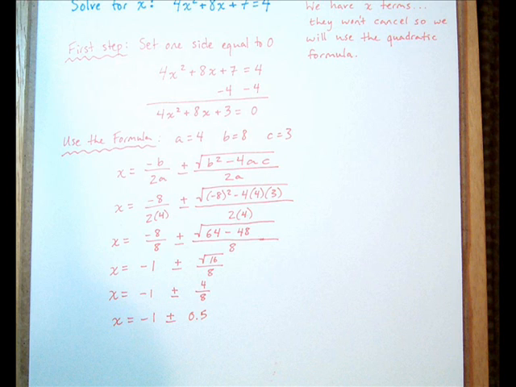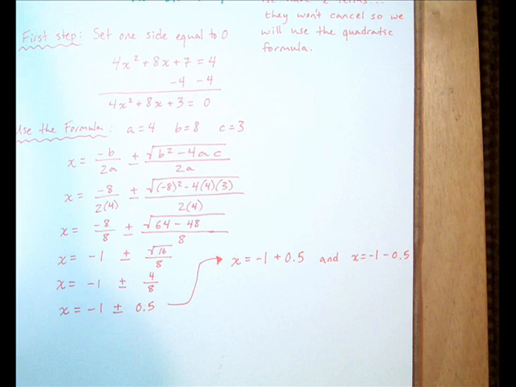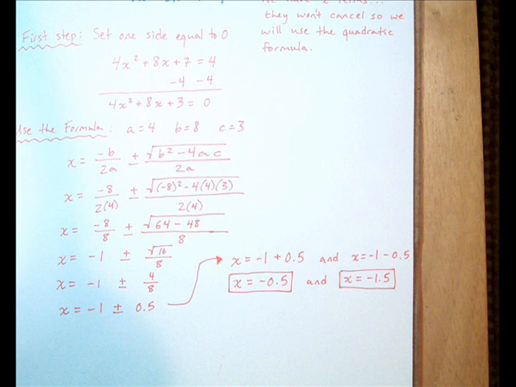And now that I've got it down to as simple as I can make it before I actually do the adding and subtracting, I'm going to go over here and write it out as two separate things. So I know x is either equal to negative 1 plus 0.5 or x is also equal to negative 1 minus 0.5. So I'm actually doing the plus or minus part right here. So negative 1 plus 0.5 gives me negative 0.5, and then on the right side, negative 1 minus 0.5 gives me negative 1.5. So I have negative 0.5, negative 1.5. Those are my two answers.